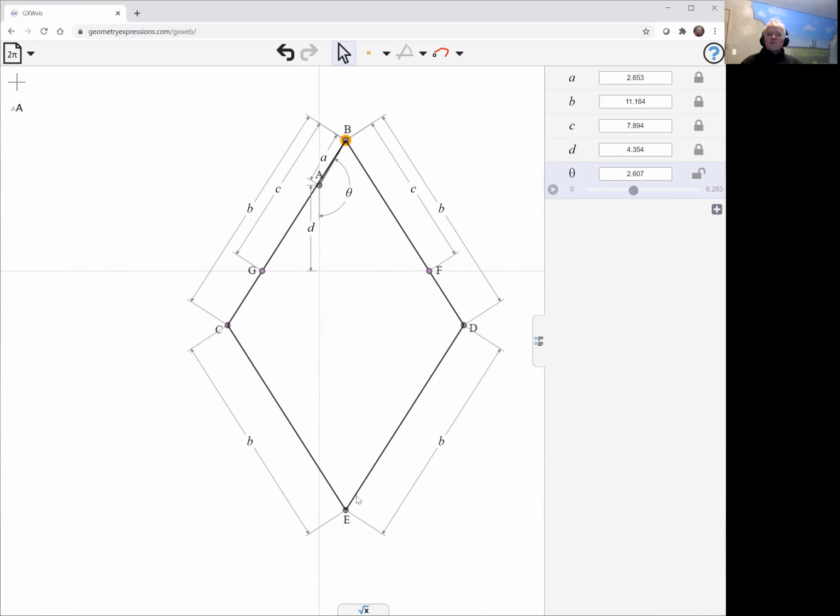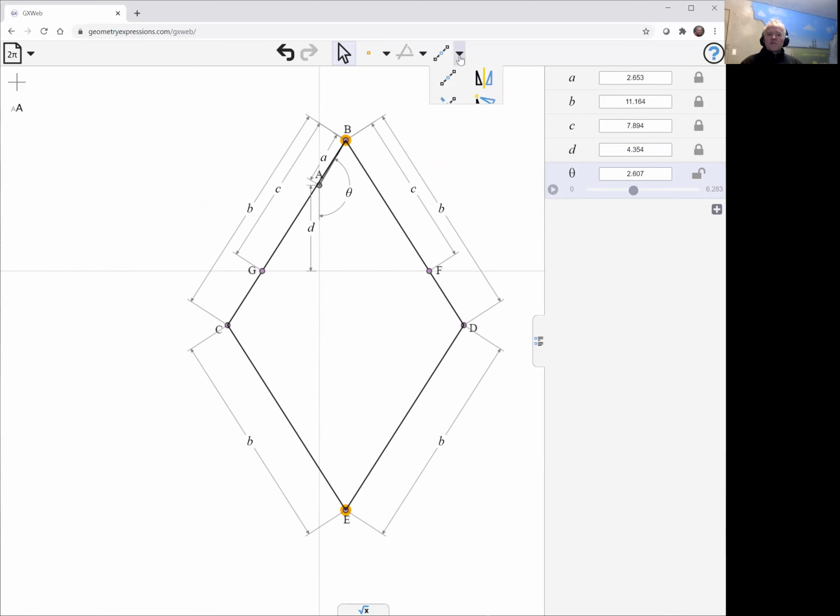So the ellipse is going to be traced by point E. Let's select the second point here. Let's unselect that one, and theta is my parameter. And there is my curve again. We can watch it being drawn.